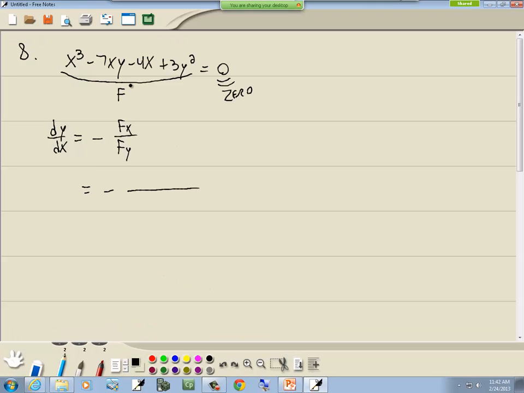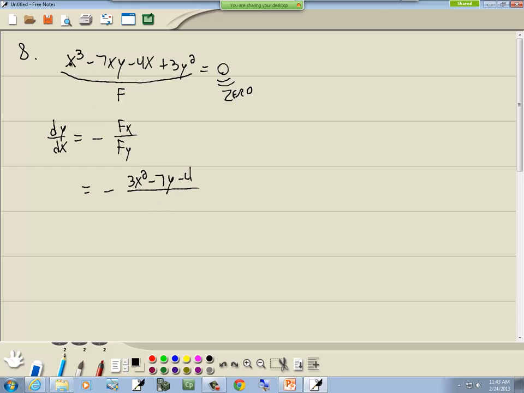Okay. Well, we're going to take the partial of this with respect to x. What that means is we treat y's like constants. So this becomes 3x squared. The negative 7 and the y is a constant, and the derivative of x is 1. So negative 7y times 1 is negative 7y. Derivative of negative 4x is negative 4, and again, we're treating the y like a constant, so the 3y squared drops away.